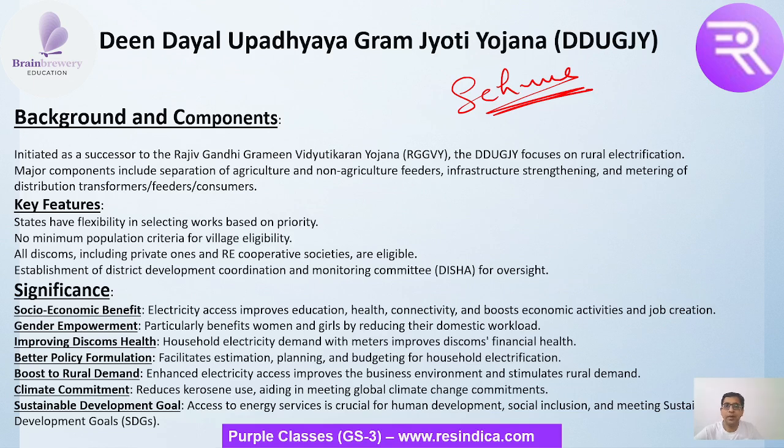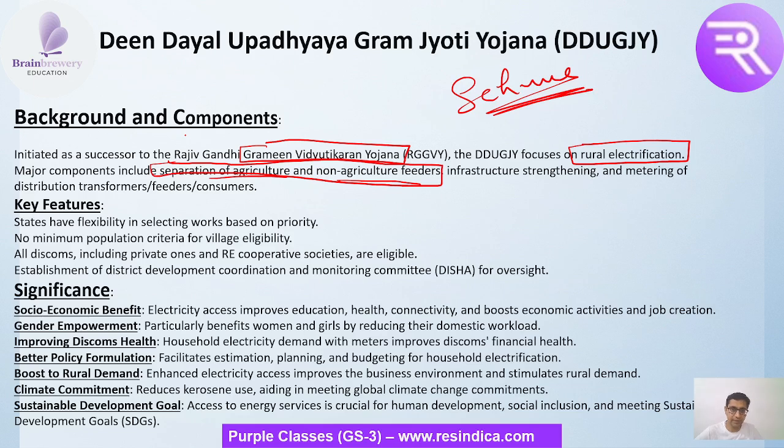Now under the Deen Dayal Upadhyay Gram Jyoti Yojana, the main focus that the government had was Grameen Vidyutikaran, okay, rural electrification, to the last mile connectivity, and separation of agriculture and non-agriculture feeders, okay? So there should be a separate feeder for agriculture and a separate feeder for non-agriculture areas, okay? This is very important because the government wanted to supply power to the agriculture field at proper timing, okay? Then proper infrastructure strengthening and proper metering of transformer, feeder, and consumer, right?